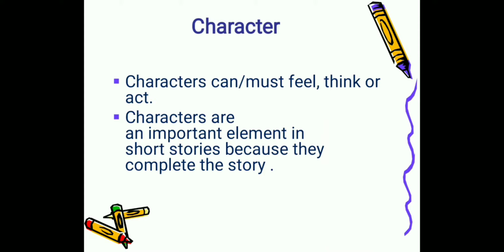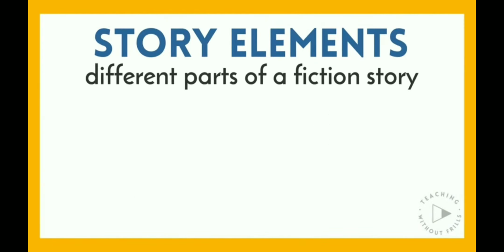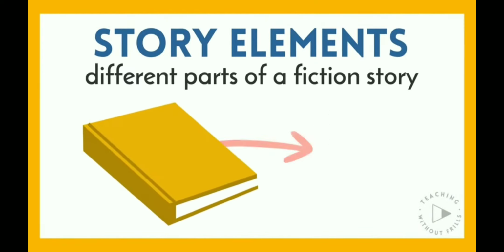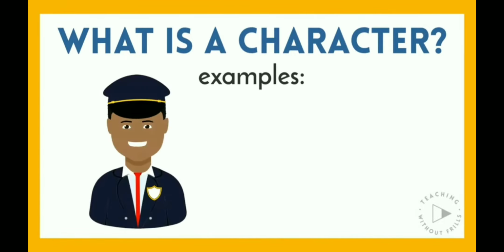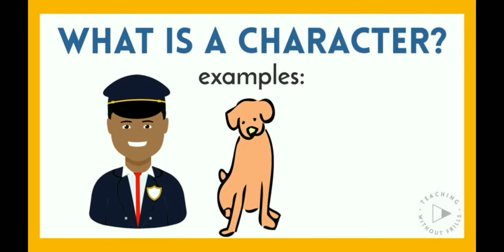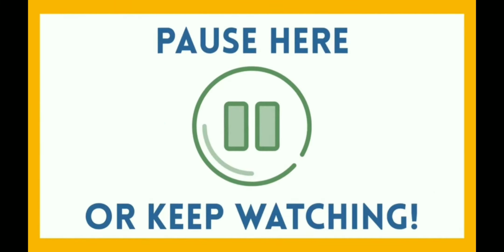What is a character? By Teaching Without Frills. Story elements are the different parts of a fiction story. Characters are one of the most important story elements. Can you figure out the definition of a character from the following examples? A police officer can be a character. A dog might be a character. A robot can even be a character. So, what do you think the definition of character is? Pause here to think, or keep watching to find out.